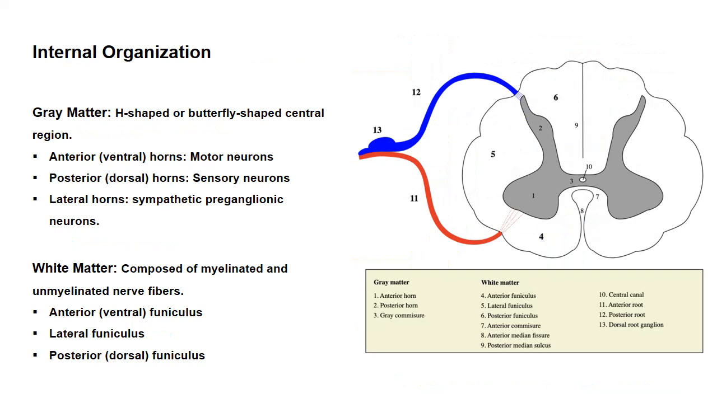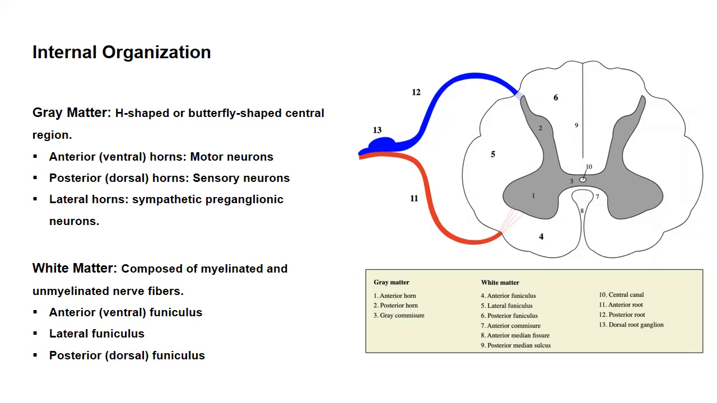Inside, the spinal cord contains gray matter and white matter. Gray matter is shaped like a butterfly or H in the center. There are anterior horns comprising motor neurons, posterior horns comprising sensory neurons, and lateral horns present in thoracic and upper lumbar areas, which house sympathetic neurons.